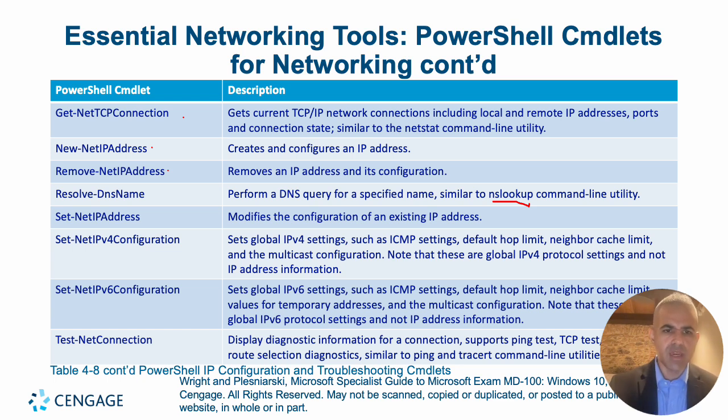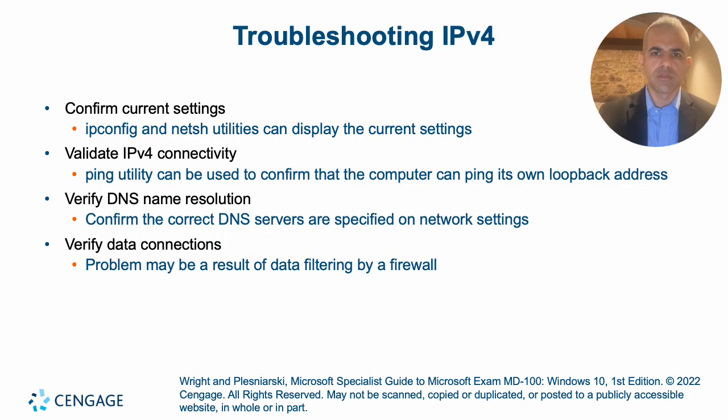And then there are specific IPv4 and IPv6 configurations to set, where you can set specific settings within each of those protocols. And then here's a way to test the connection by using Test-NetConnection. That is essentially giving you the same functionality that ping and tracert will give you. So can I connect to the device? And what devices am I hitting along the way to that connection?